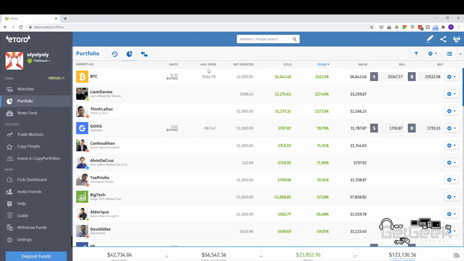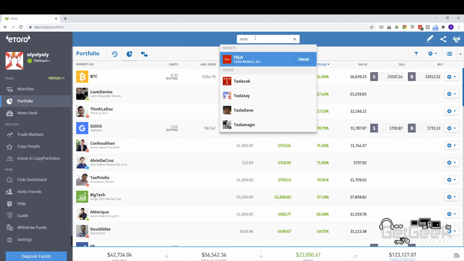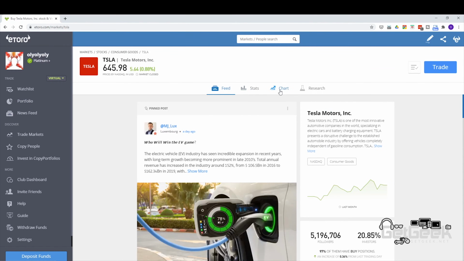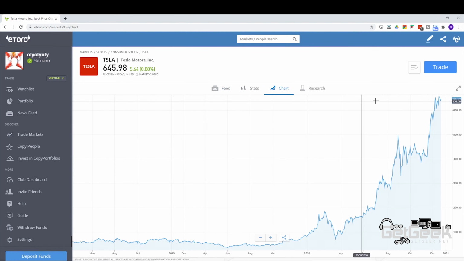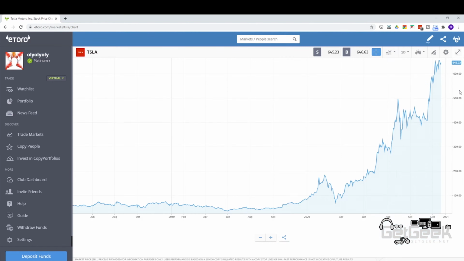So without further ado, let's get stuck into Etoro. If we go to everyone's favorite stock at the moment, or the one I always use in my tutorials, Tesla, and then if we click this button here, we'll get to a chart. Then if we click this button on the right hand side, it will expand it to full screen.